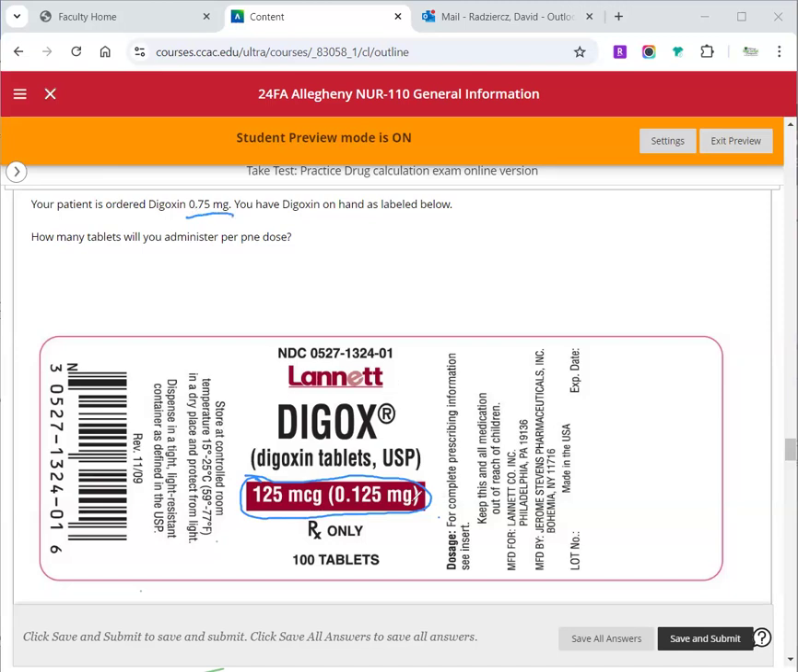So milligrams, milligrams. I'm going to take my 0.75 divided by my 0.125 times my one tablet. These are tablets, yeah. And what do we get? This one I have to plug into the calculator because I can't remember how to do that off the top of my head. So 0.75 divided by 0.125. And then that's actually quite a bit of tablets. It's 6 tablets. Seems like a lot.